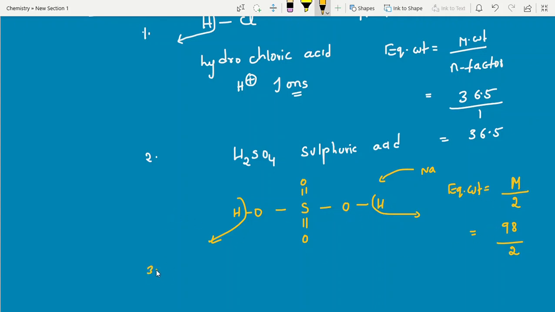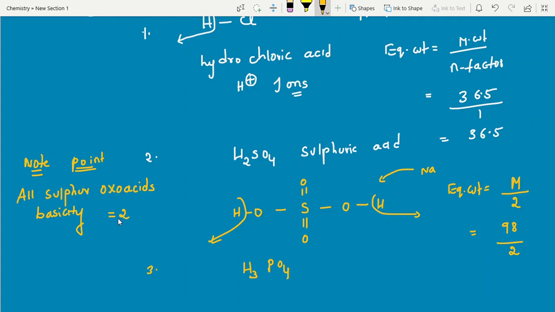Now question 3. H3PO4. Here is one note point I am writing, students. All sulfur oxo acids have basicity 2. Basicity is nothing but easily replaceable hydrogens, that is nothing but N factor. Basicity for acids, right? Always wherever you see sulfur, that is simple.